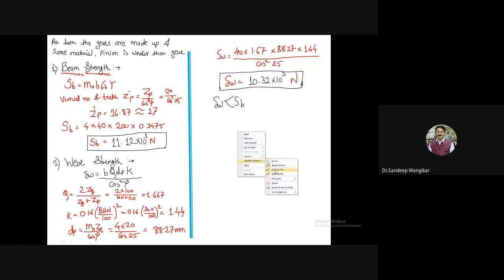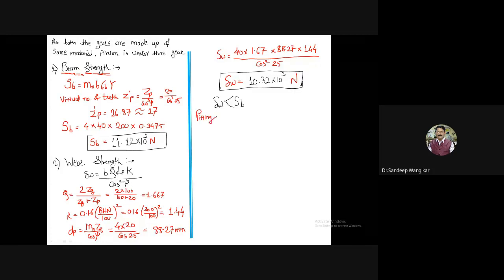SW is less than SB, and therefore SW is nothing but the maximum tangential load that the gear can transmit without pitting failure. Therefore, SW is nothing but due to pitting. So I will write: pitting is the criterion for design.